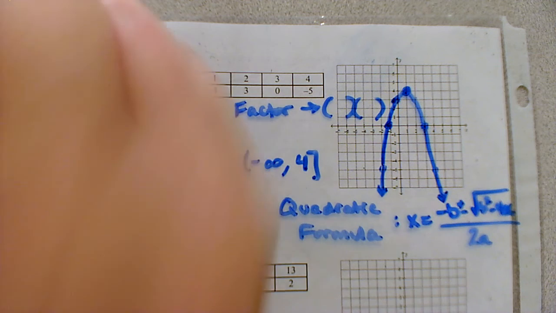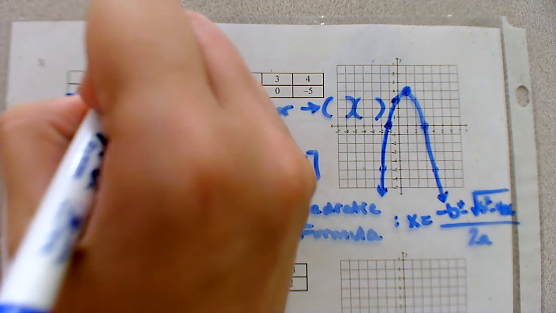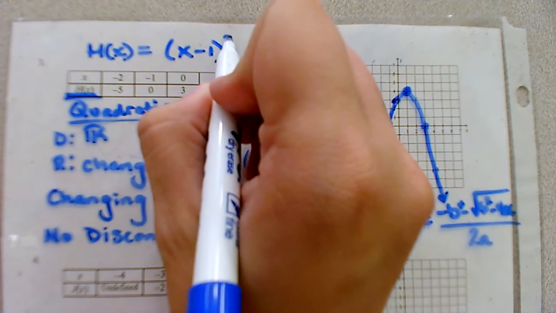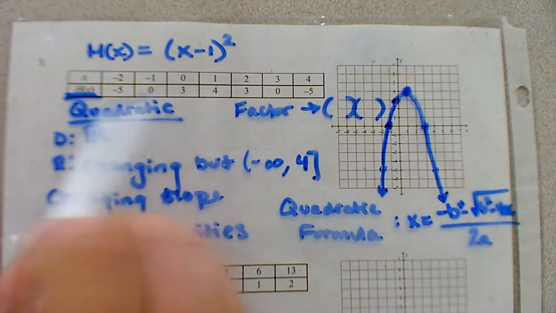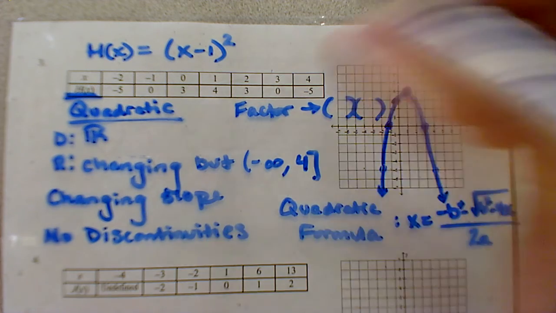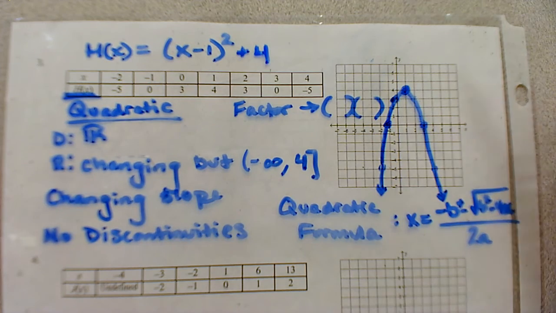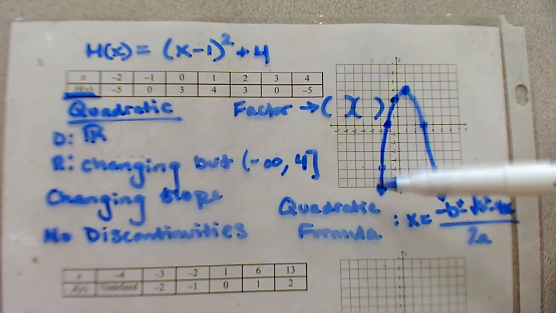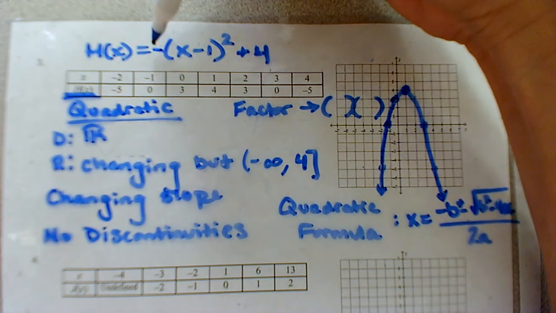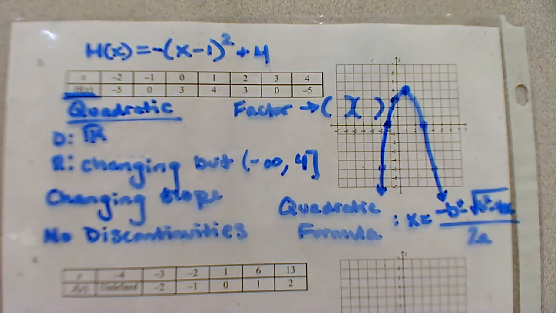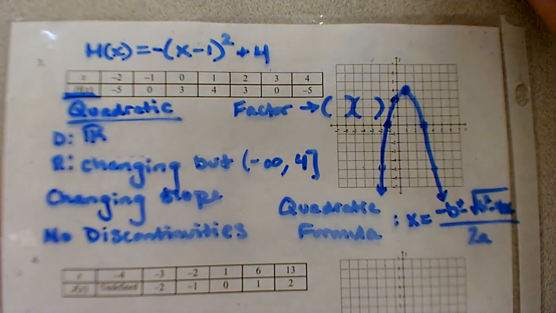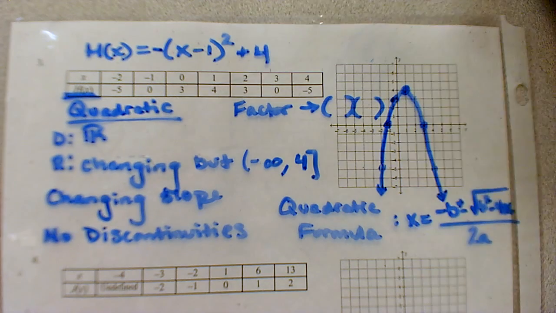So for this h of x function, based on the transformations, we would need an x minus 1 squared, because it's a quadratic and it moved to the right 1. It also moved up 4, so we'll go ahead and add 4 on the end. And we do also have to be careful, because this is an upside down parabola, we need that negative in front, which causes that flip over the x-axis. So you can utilize transformations to help you with that equation.